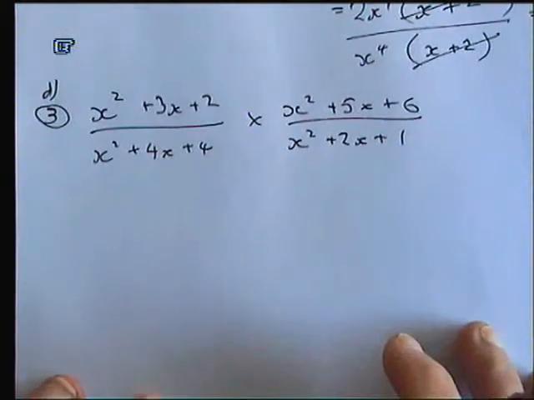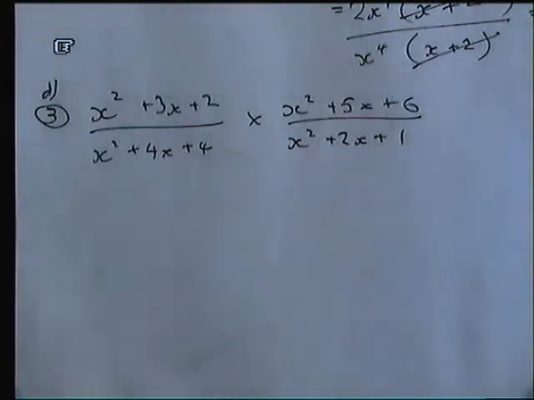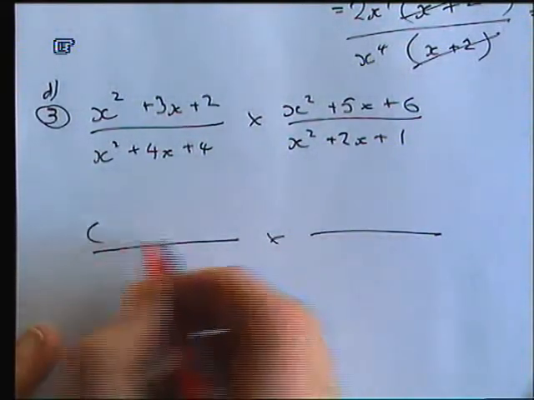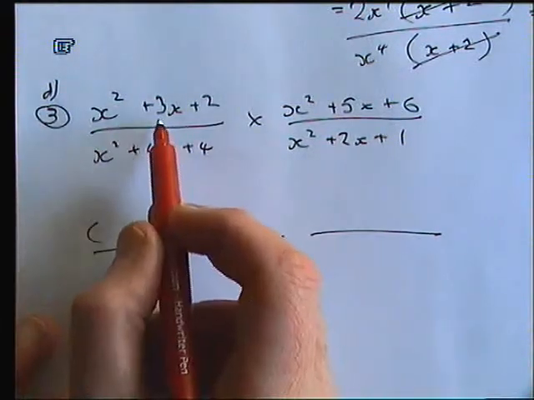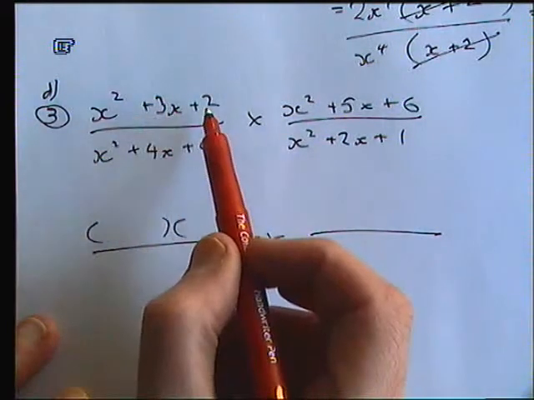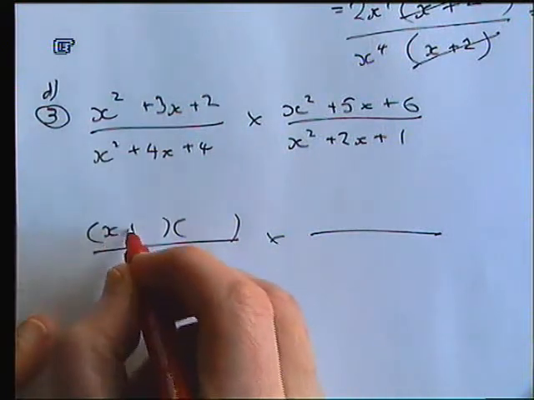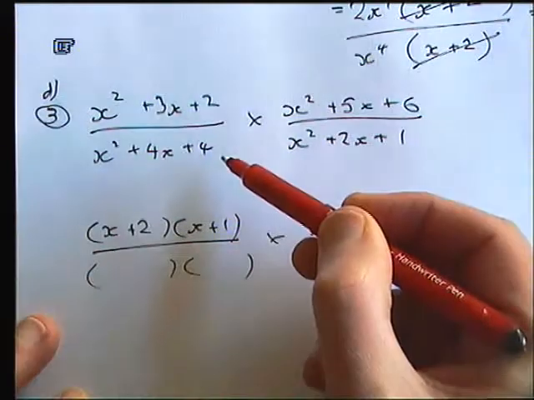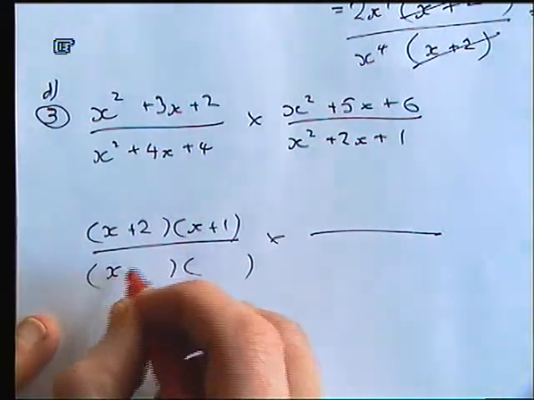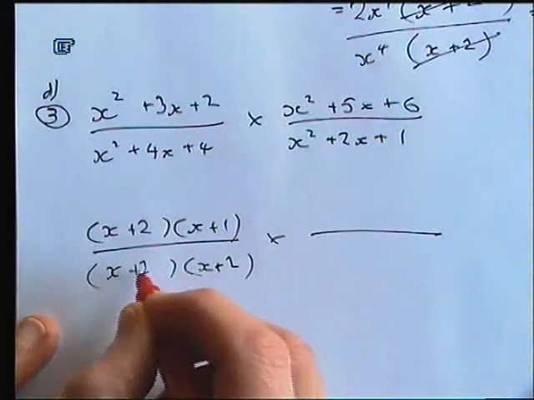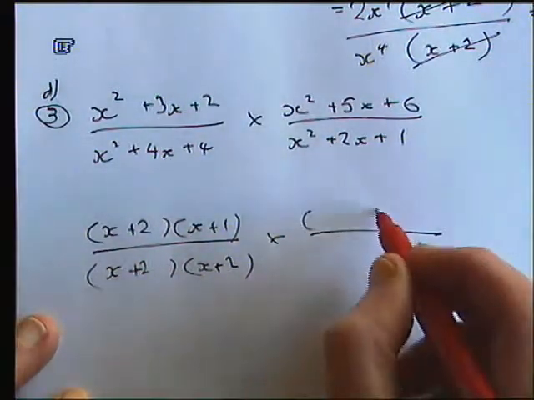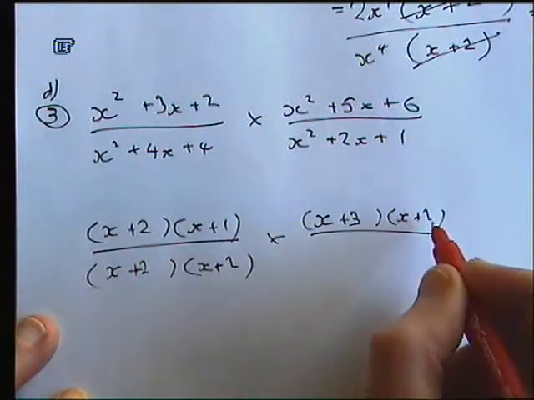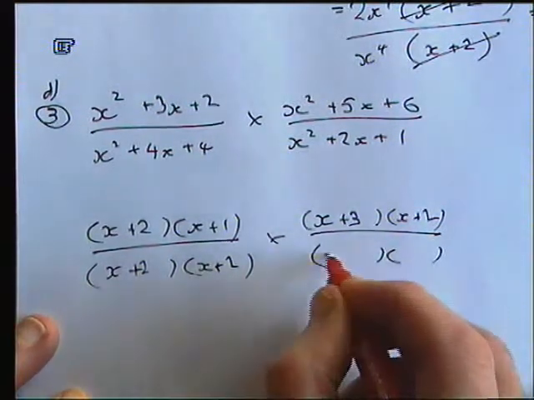What do you think the way to deal with this question here is? Factorise. Okay, so anybody got this one up here? This one here. X plus 2 and x plus 1. Okay, what about the bottom left? Top right? 3 and 2. Bottom right? 1 and 1.